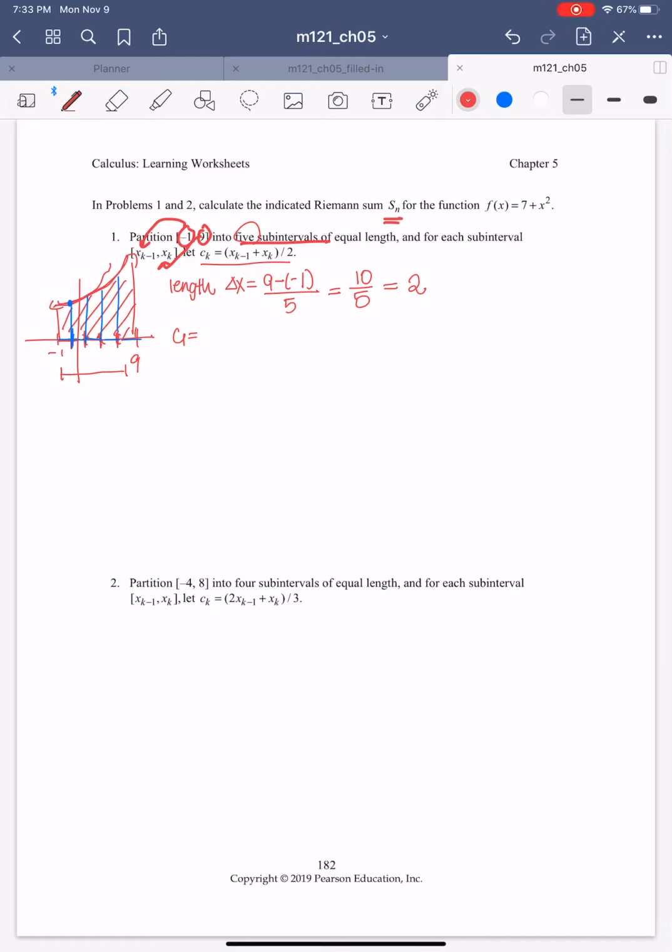If this is negative, oh, my drawing is a little bit off. Let me do a better job so it's more accurate. So -1, so it will be length of 2, so 1, 2, so it will be 1, right? The rectangle. And then 1, 2, so it will be 3. Next one, 5, 7, and 9, right? Something like this.